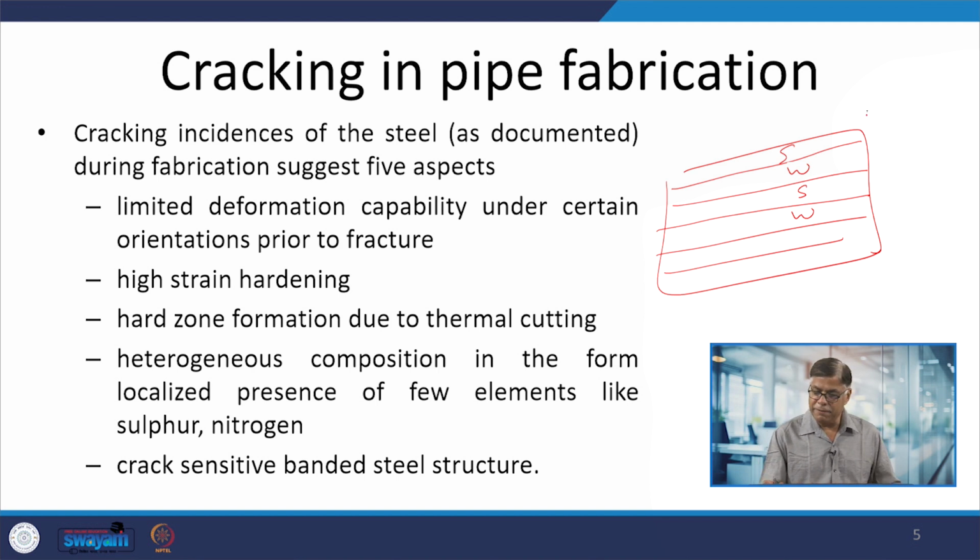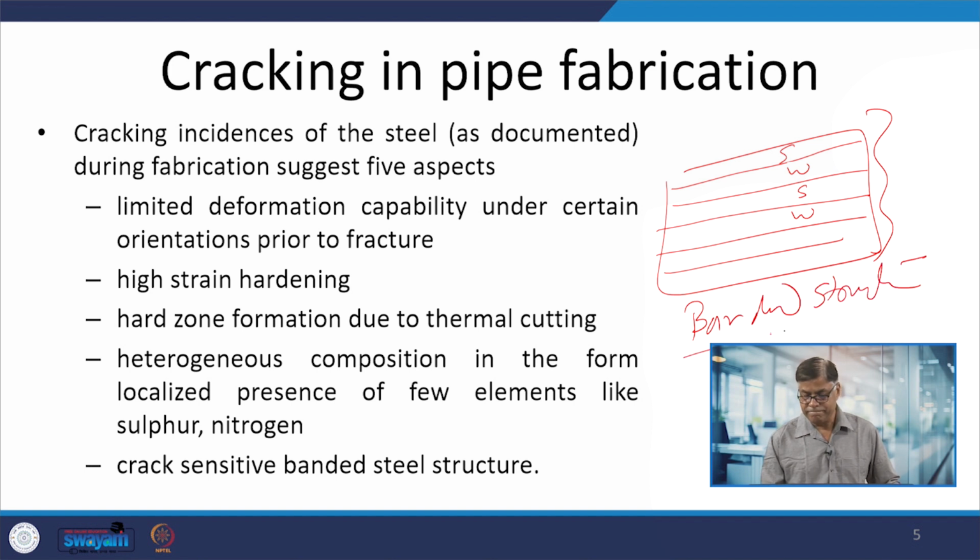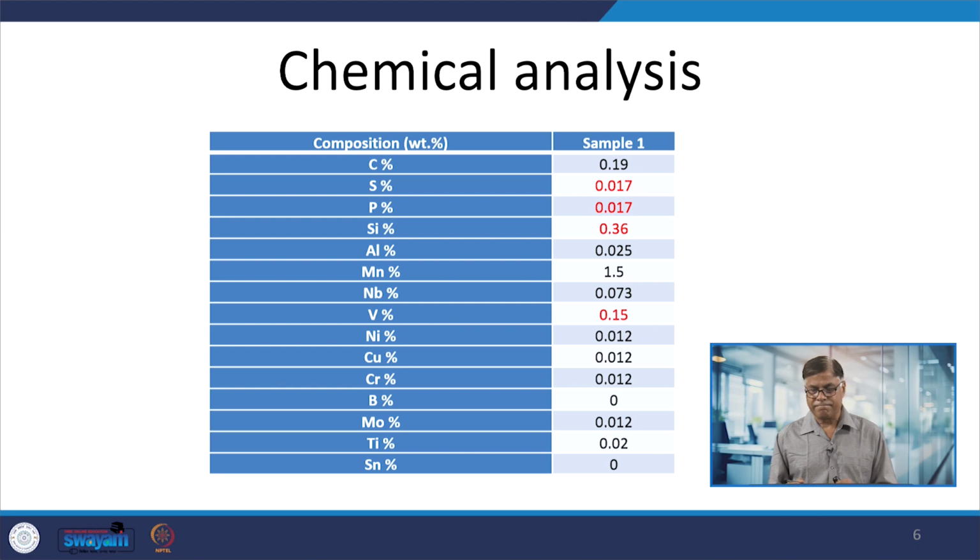So, when we have bands of certain phases selectively in a particular zone, then we call it a banded structure. Instead of the equiaxed structure, if the steel or metal has the banded structure, then this will offer a great tendency for cracking. Okay. So, if the steel or the metal has banded structures, that will show the cracking tendency.